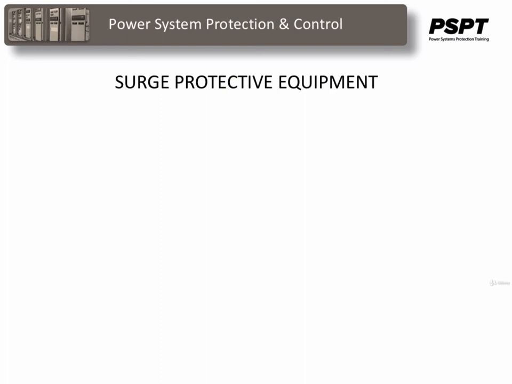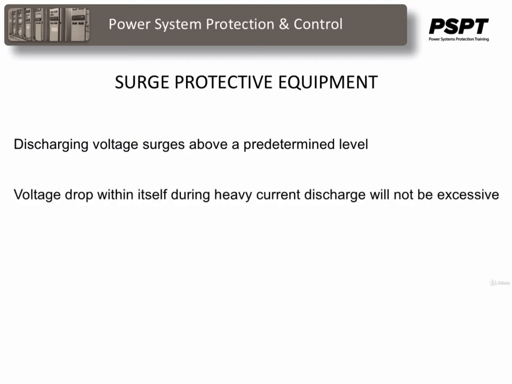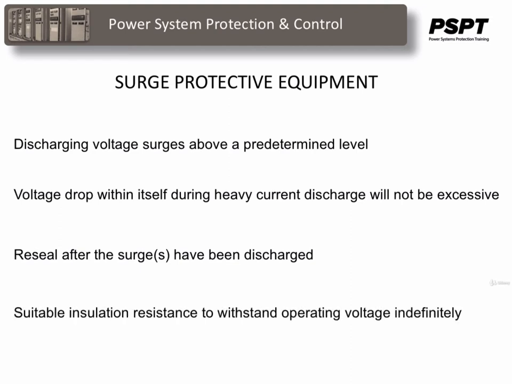Basically, the equipment is required to be suitable to protect associated equipment by discharging voltage surges above a predetermined level, to have suitable inherent characteristics so that the voltage drop within itself during heavy current discharges will not be excessive, to reseal against operating voltage and power flow current after the surge has been discharged, and to have suitable insulation resistance to withstand operating voltage indefinitely.